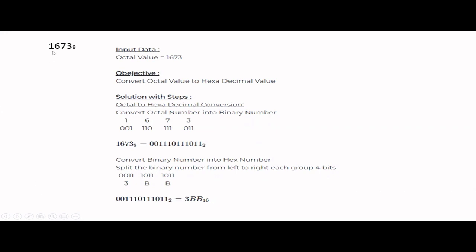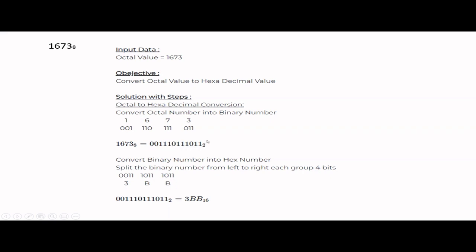Okay, next one. 1673 with the octal number, right? So write it down, and this is the octal number. Write each number with clusters of 3, right? So 3 is 11, you put a 0. 7 is 111. 6 is 110. 1 is actually 1, but you can put additional 2 zeros to make it a 3-digit cluster. So this is the binary number of this particular octal number.